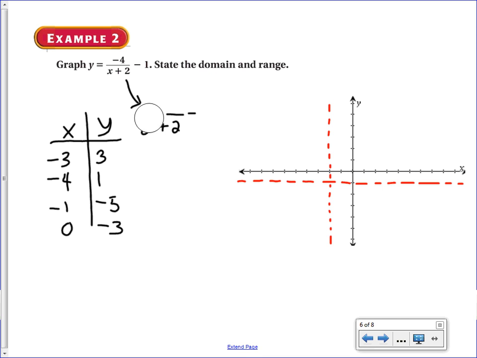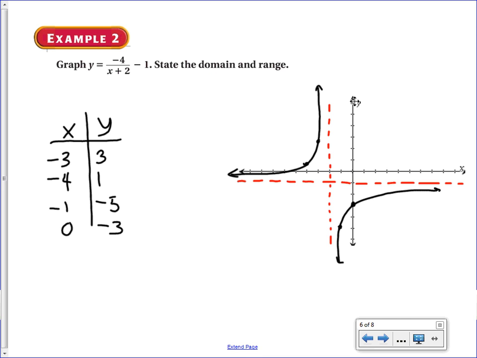All right, I have my points ready to be graphed. I'll be as precise as I can be. (-3, 3) is going to be in this corner, (-4, 1), and (-1, -5), and then (0, -3). Okay, now we have our branches showing up in the upper left corner and the bottom right corner. Do the best you can to connect the dots and get close to your asymptotes. It's okay to cross the axis.